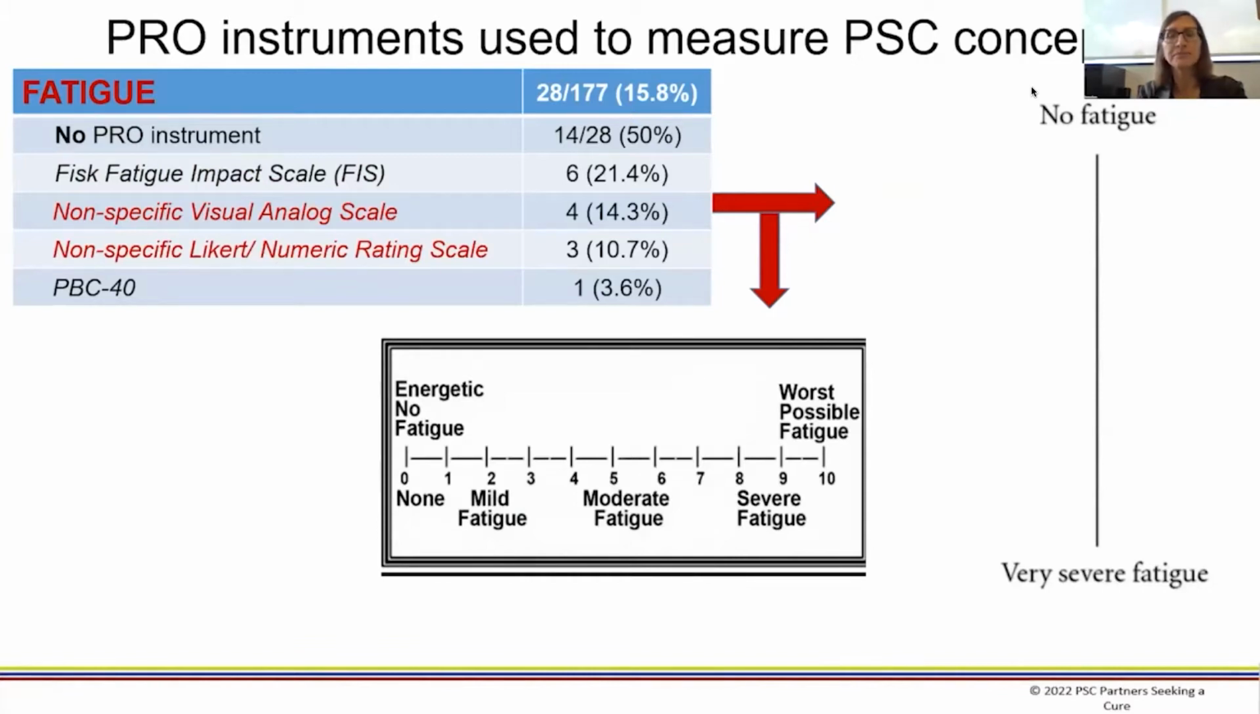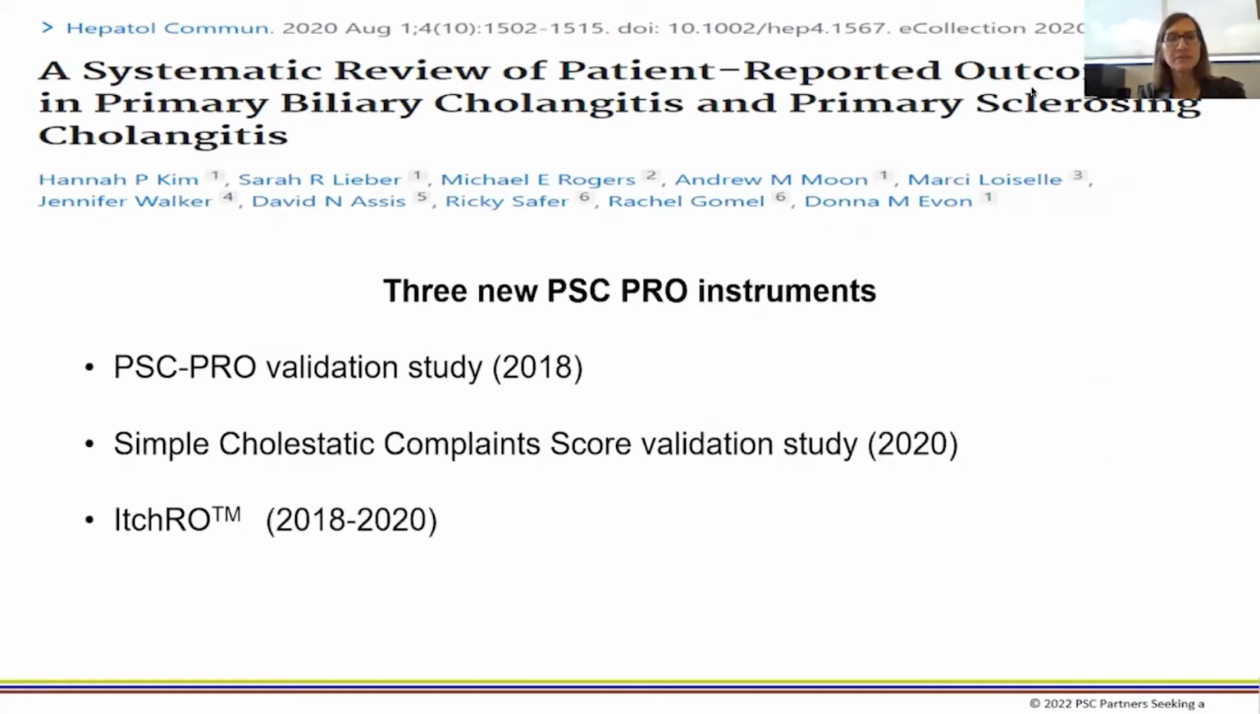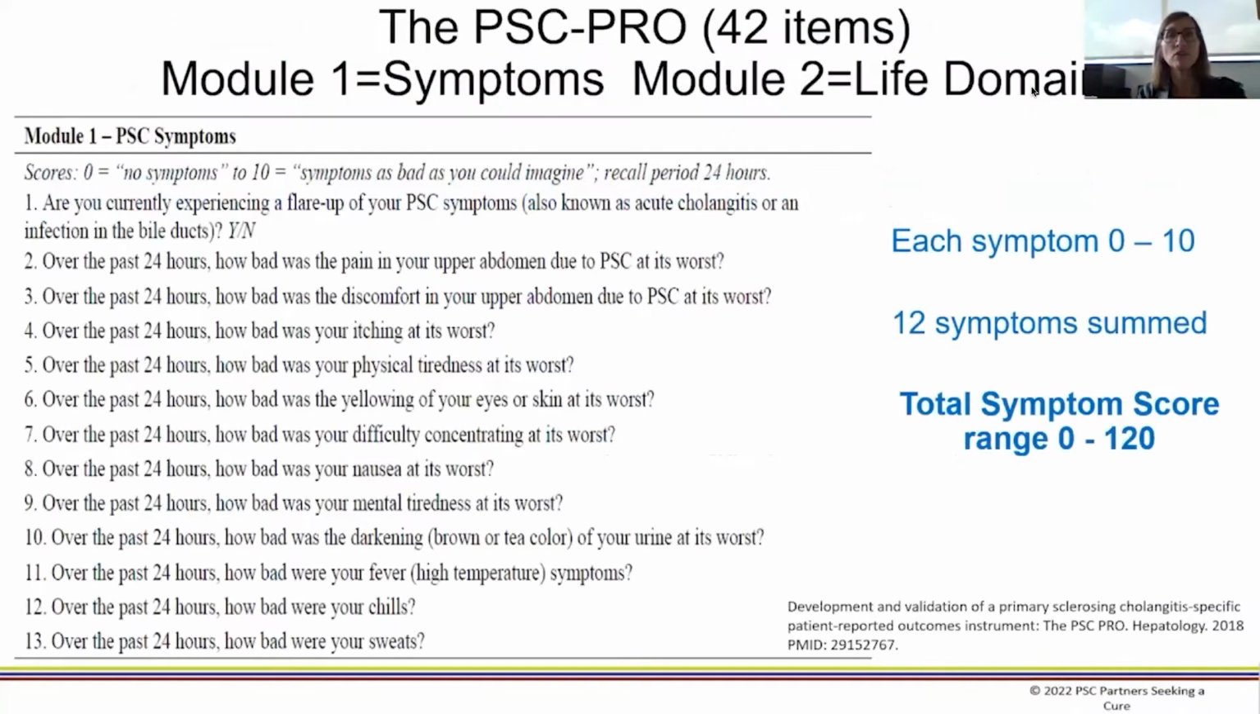So just to summarize the findings of this review, PRO concepts were measured using a PRO instrument only half of the time, and the majority of instruments that were used were poorly described, non-empirically supported, one-item visual analog or numeric rating scales, and they lack details about the instrument's development. Now, there are 3 new PSC PRO instruments that have been recently published. I want to review those.